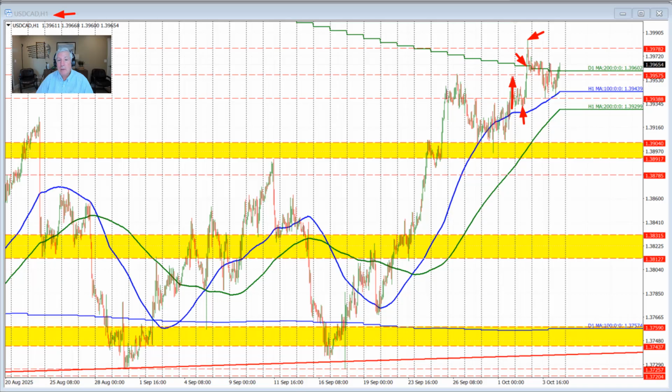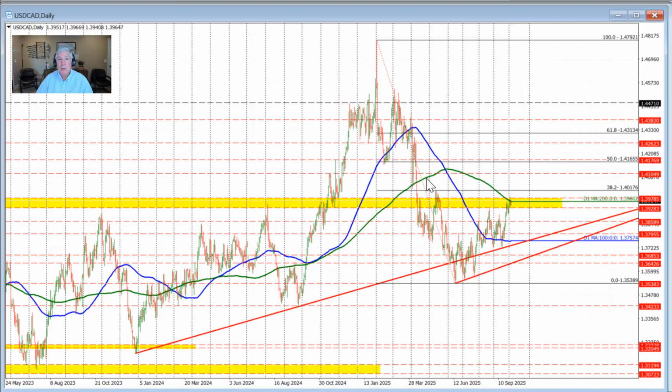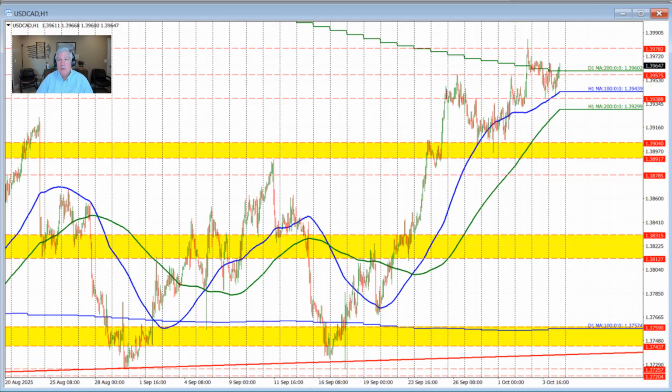This is the first break above that 200-day moving average. You have to go back to the daily chart and look at the 200-day moving average right here. You have to go all the way back to April 9th, 2025 for the last time the price traded above that 200-day moving average. So that was more a bullish move. But then we started to trade above and below the 200-day moving average on into Thursday, into Friday, and the price ultimately rotated to the downside.